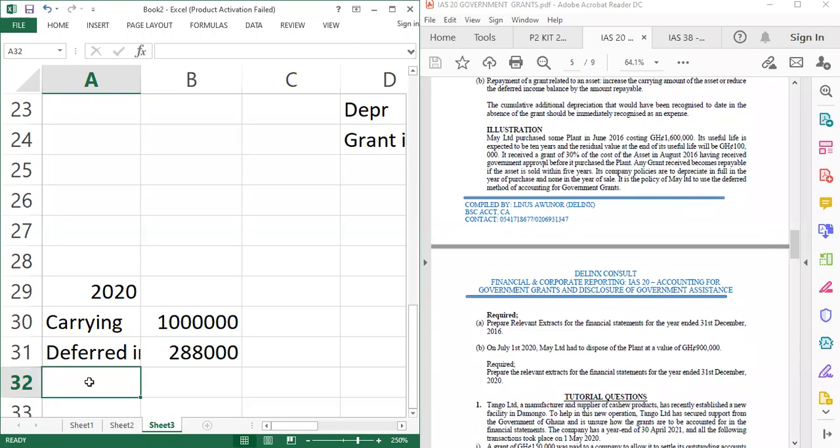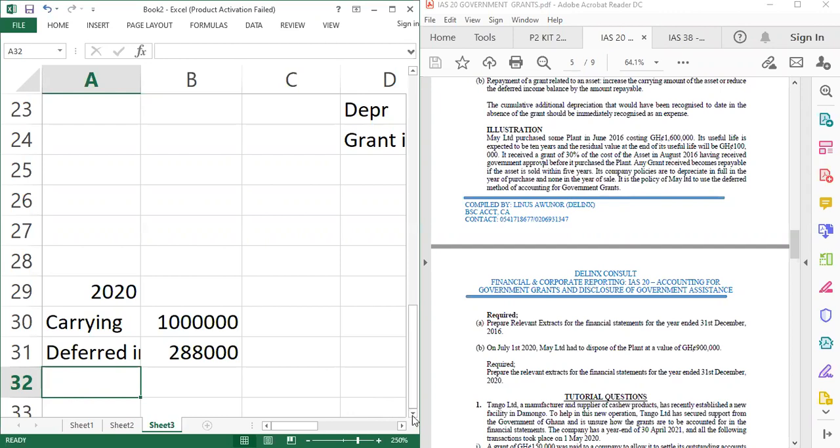Because we didn't subtract the grant from the cost of the assets. The only case where the carrying value will be different from if the grant was not taken is where you are using the netting off method. But if you're using the deferred income method, the carrying value of the asset will still be the same if the grant was not taken. Are we okay? All right.